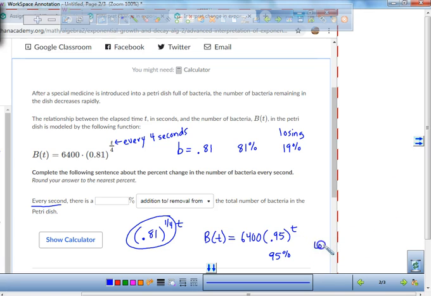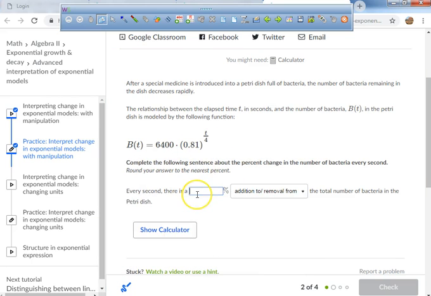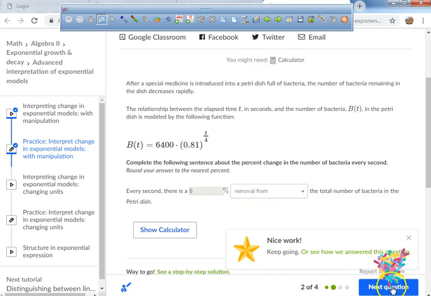But what does that mean? It's losing. If it's being multiplied by 95%, what are you only losing every single second? You're losing 5%. So my answer here is going to be every second there is a 5%, not adding to, but a removal from the Petri dish. So 5% is being removed. All right, so here we go. There is a 5%, not addition to, but removal from.